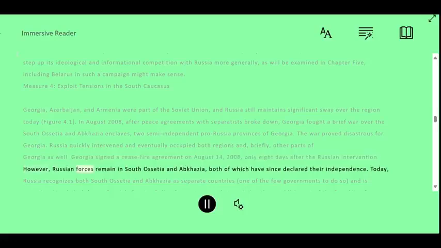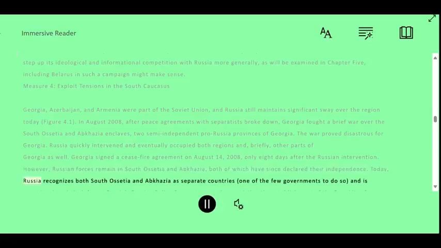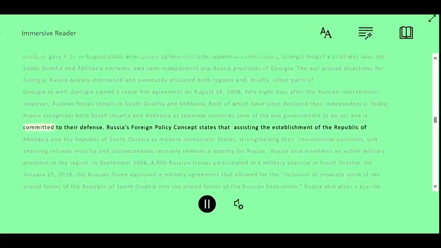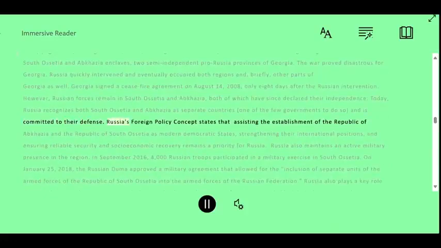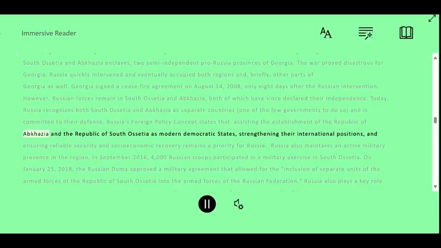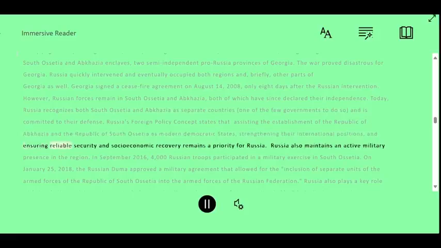However, Russian forces remain in South Ossetia and Abkhazia, both of which have since declared their independence. Today, Russia recognizes both South Ossetia and Abkhazia as separate countries, one of the few governments to do so, and is committed to their defense. Russia's foreign policy concept states that assisting the establishment of the Republic of Abkhazia and the Republic of South Ossetia as modern democratic states, strengthening their international positions, and ensuring reliable security and socio-economic recovery remains a priority for Russia.